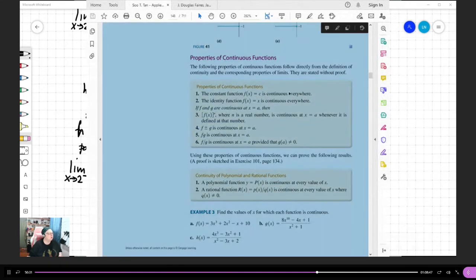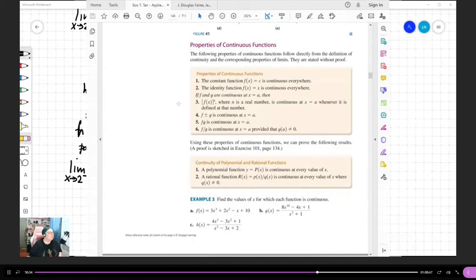All right, so let's take a look at this real quick, just so I don't have to write it all down. Properties of continuous functions. The constant function is continuous everywhere. The identity function is continuous everywhere. Now, if f and g are continuous at a point, then the power function is going to be continuous at that point. The sum and difference are going to be continuous at that point. The product is going to be continuous at that point. The quotient will be continuous at that point, provided g of a is not 0. So you get continuity extending everywhere you want it.